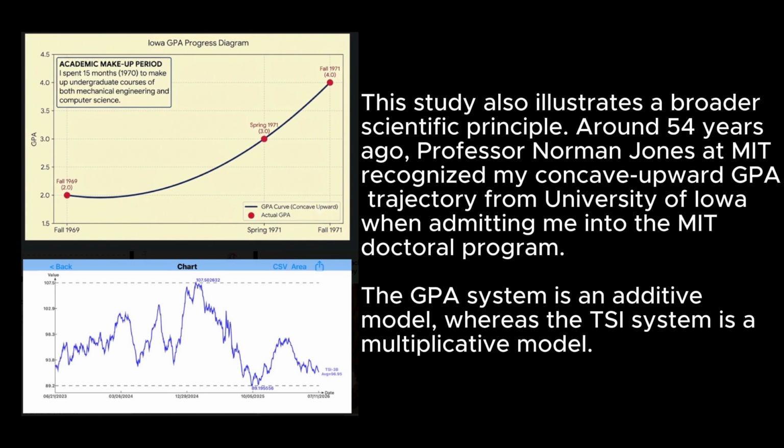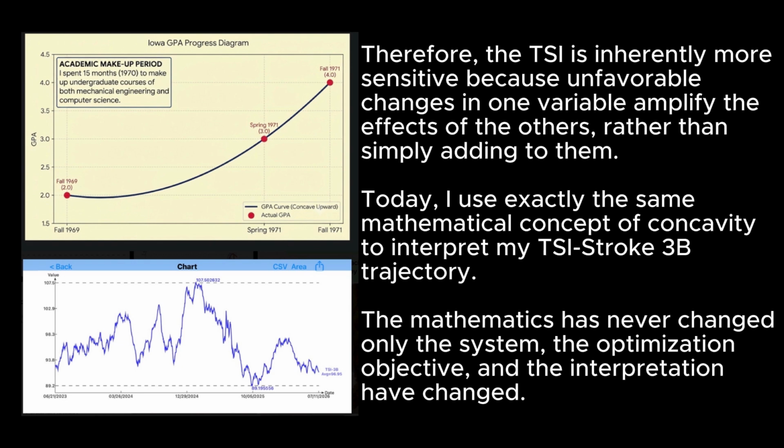This study also illustrates a broader scientific principle. Around 54 years ago, Professor Norman Jones at MIT recognized my concave upward GPA trajectory from University of Iowa when admitting me into the MIT doctoral program. The GPA system is an additive model, whereas the TSI system is a multiplicative model. Therefore, the TSI is inherently more sensitive because unfavorable changes in one variable amplify the effects of the others, rather than simply adding to them.